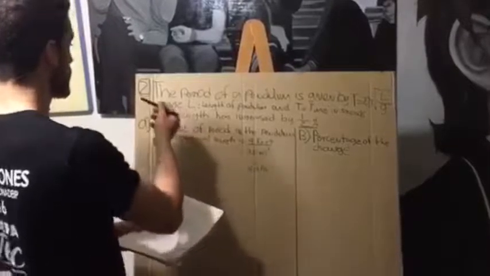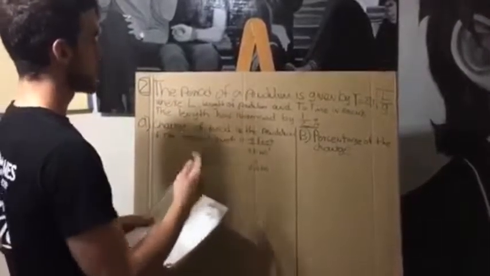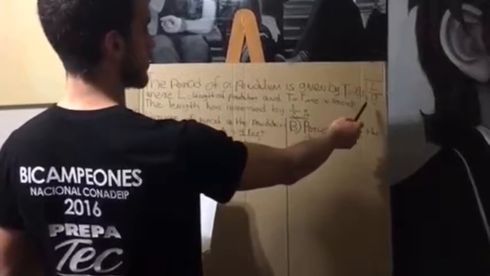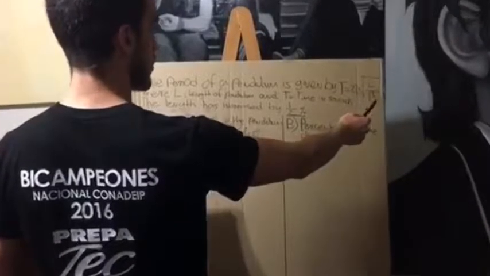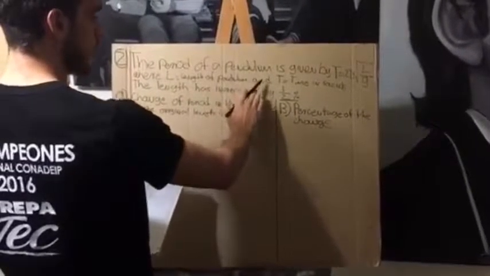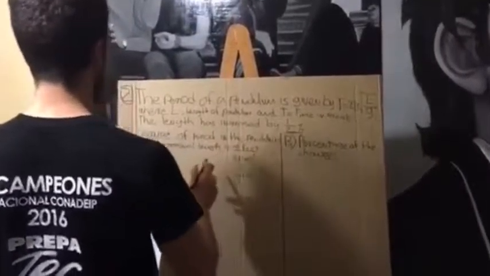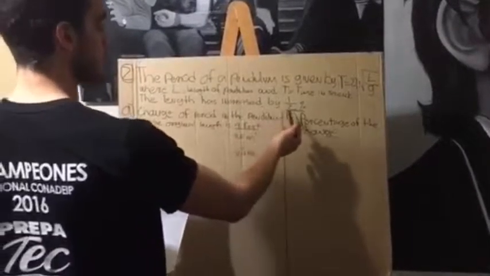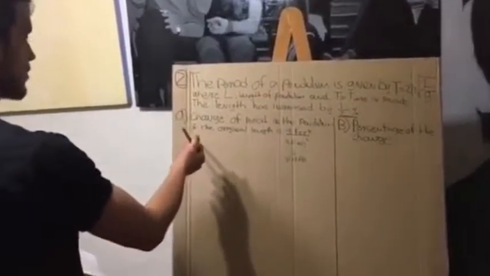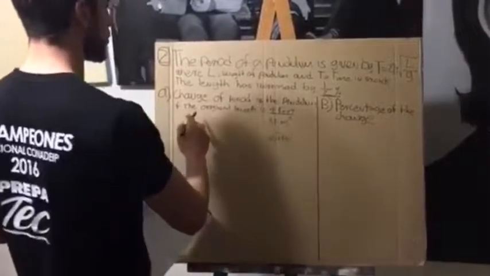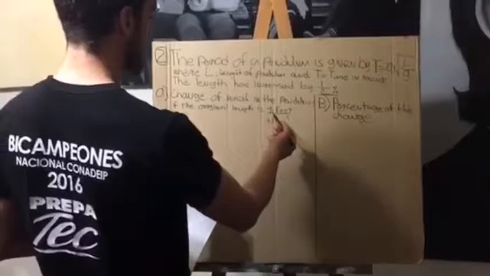Okay, so our problem number 2 says that the period of a pendulum is given by the function T equals 2 pi times the square root of L over G, where L equals the length of the pendulum and T equals the time in seconds. It says that the length has increased by 0.5%. So the first thing we need to do is find the change of period in the pendulum if the original length is 4 feet.